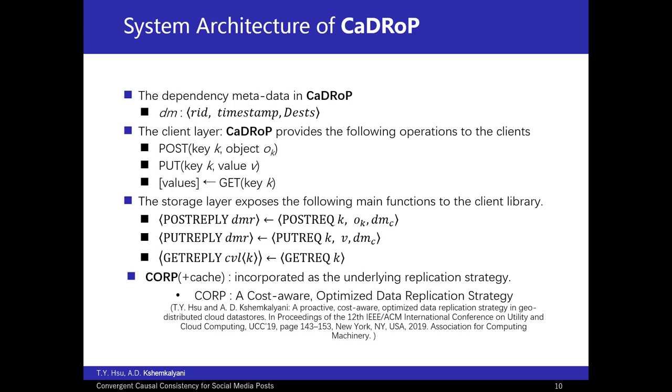Causal proactively incorporates dynamic replication coupled with cache control as the underlying replication strategy. COP is the cost-aware optimized data replication strategy proposed in 2019. Due to time limitations, we skipped the details of the catch-up replication strategy.